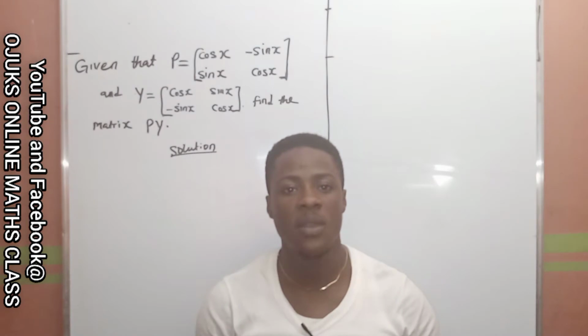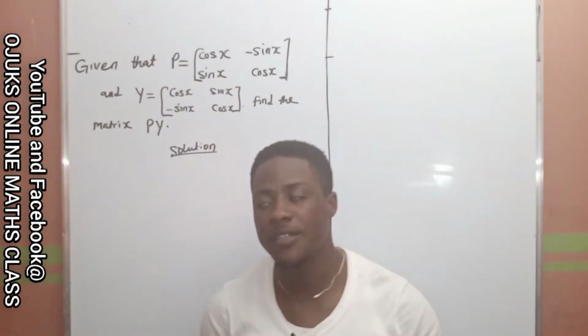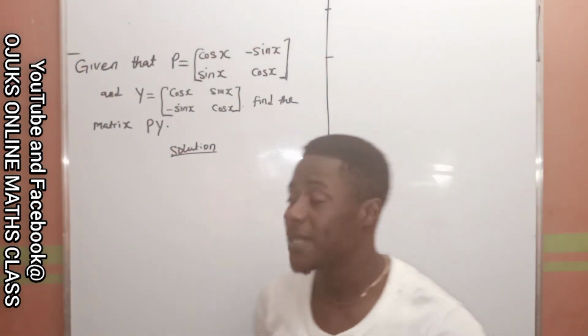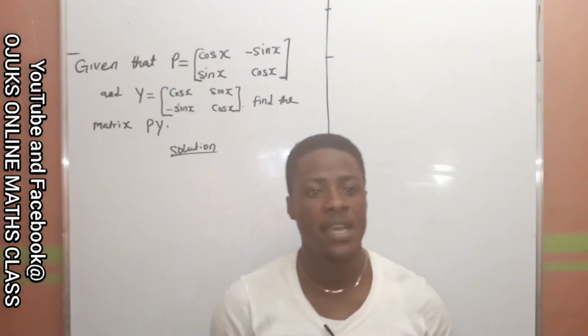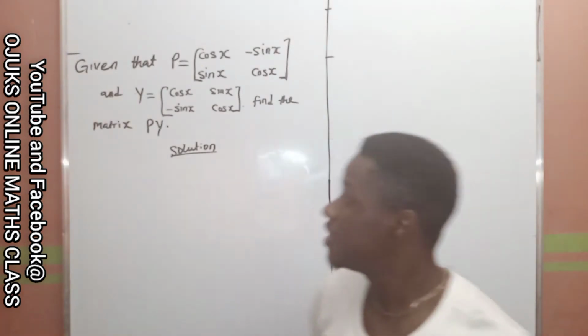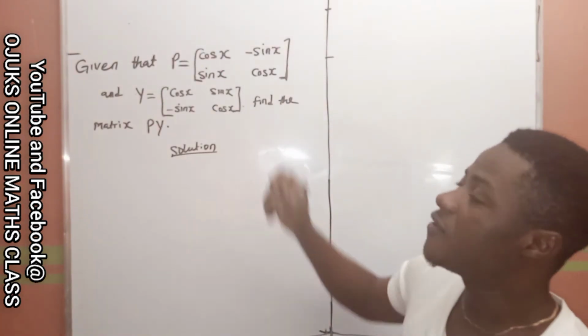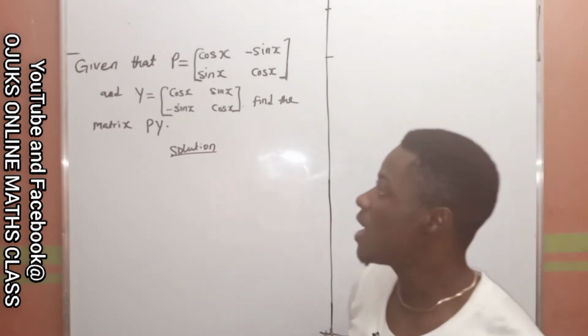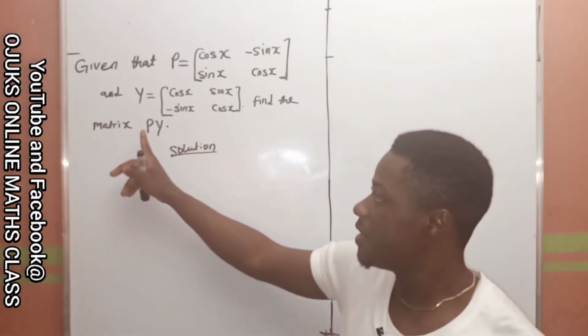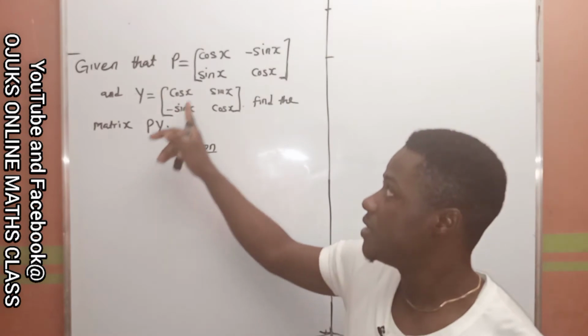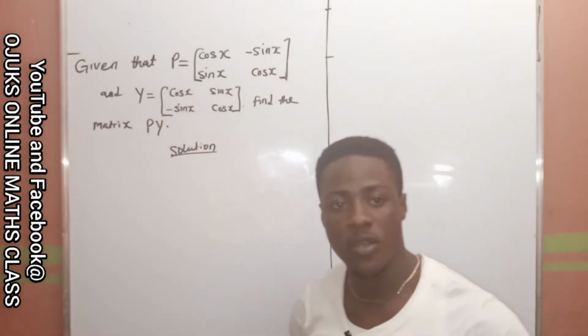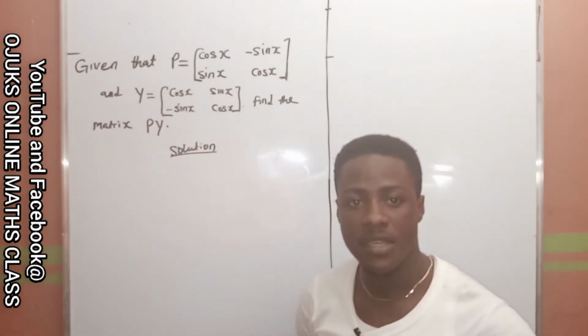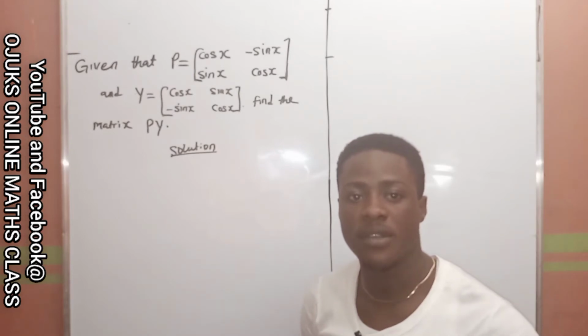In this video, I would like to provide a solution to this trending question on social media pertaining to matrices. As you can see, the question on the board is a matrix involving trigonometry, and we are asked to multiply the matrix P and Y. The two matrices P and Y in question are square matrices. How do you go about multiplying these two matrices?